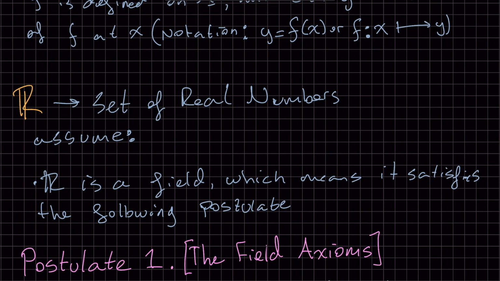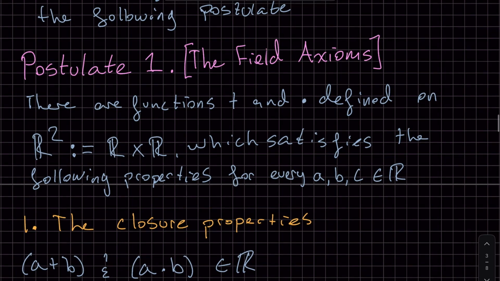So this is where we get into the first postulate of math, really, right? There are ones before this, but this is the one that is the defining postulate for most of algebra. A postulate is just sort of a list of axioms. This one is called the field axioms.